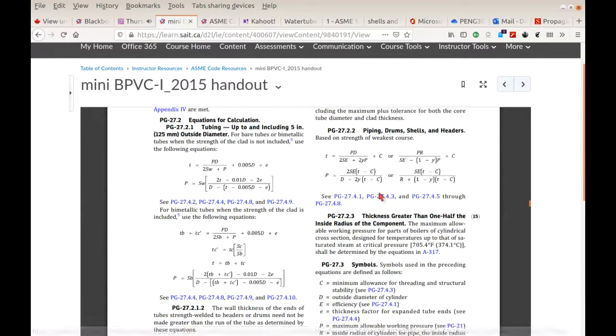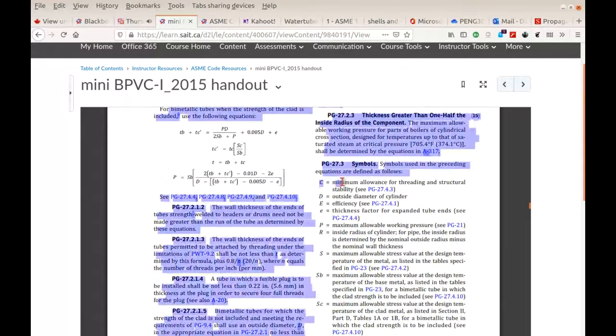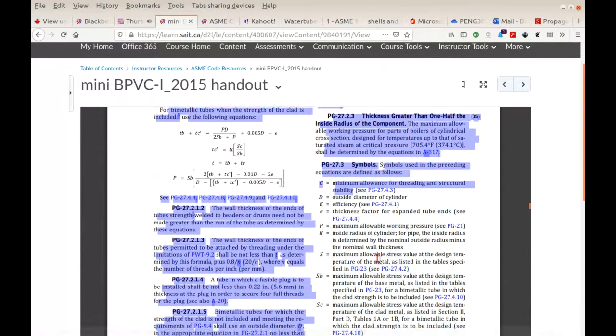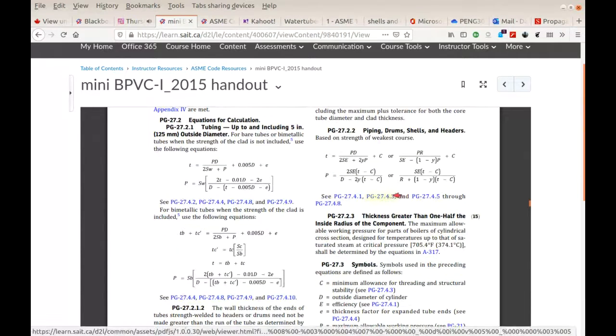Wow, 27.4.6. Well, they don't have it listed here, but we'll go there anyway. And then the capital letter C, what the, oh, it's right there. Minimum allowance for threading and structural stability, C7.4.3. Okay, 27.4.3 is one of the things on our list.